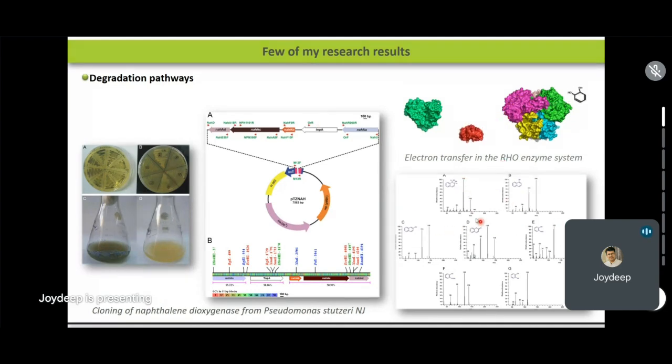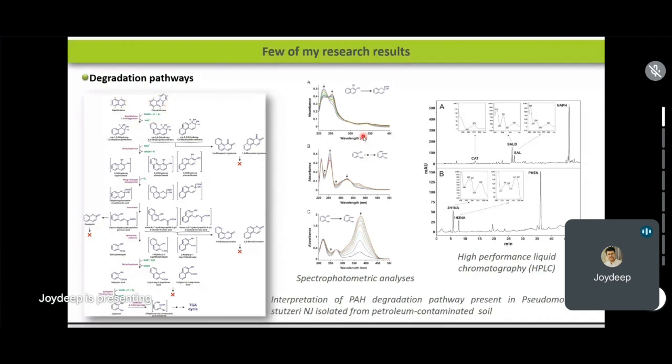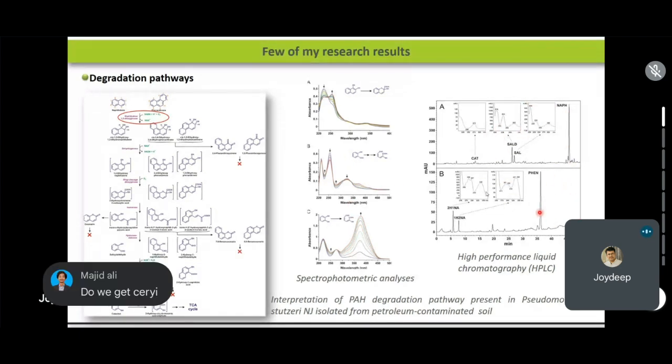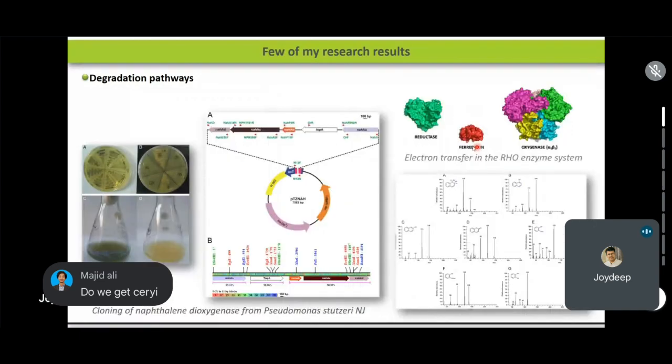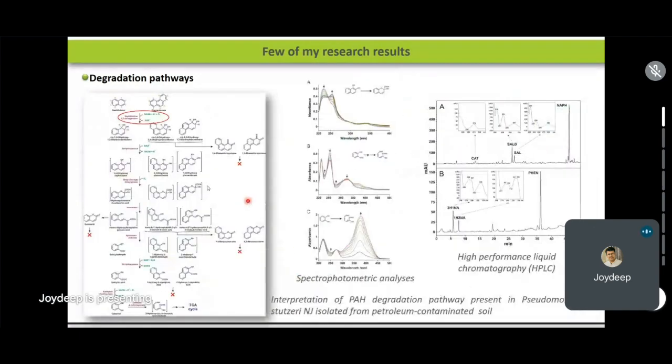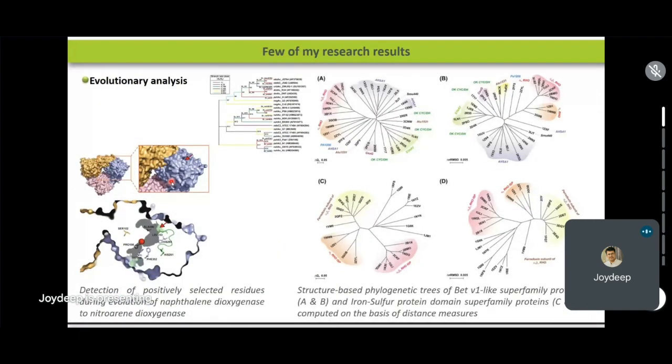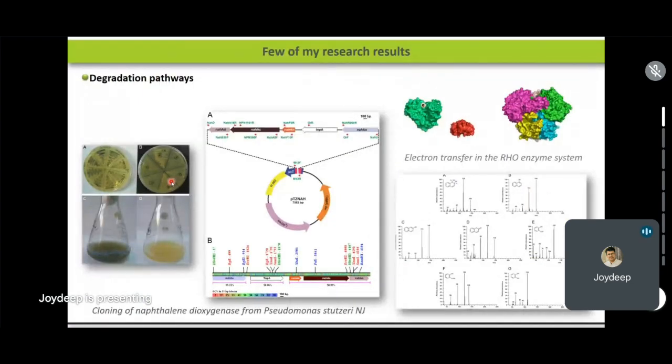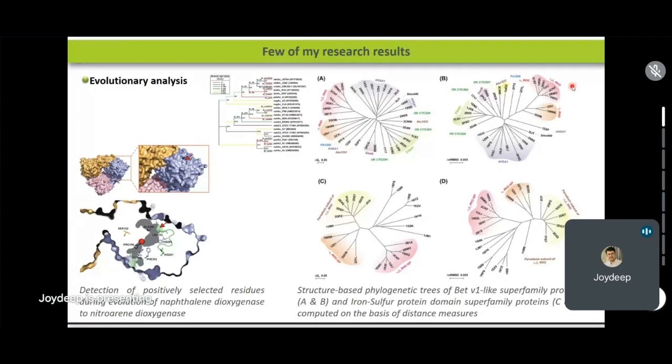Anyway, what I mean here is, by using so many analyses, we finally came up with this entire pathway. A lot of spectrophotometric analysis, a lot of different analytical tools like HPLC, GC, NMR, as well as cloning experiments finally gave us the answer to this particular problem, through which the degradation was going on.